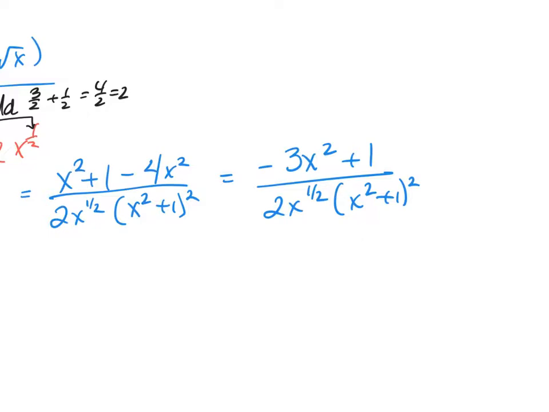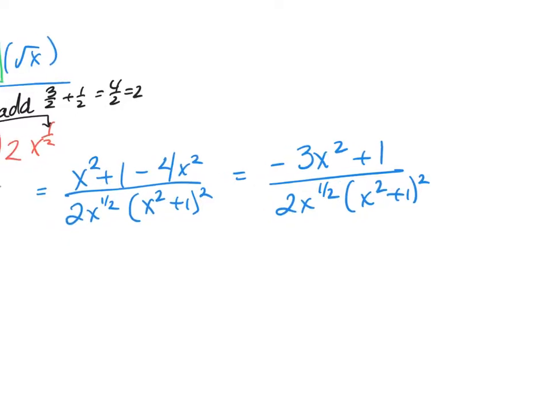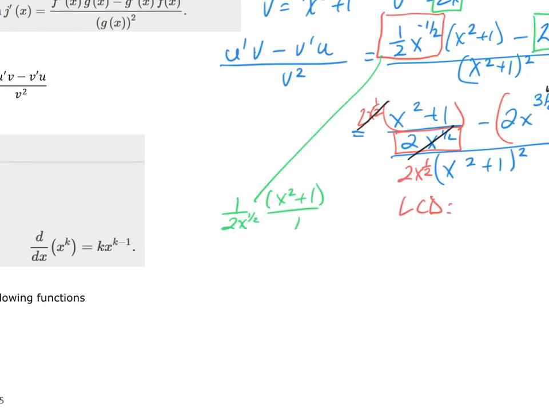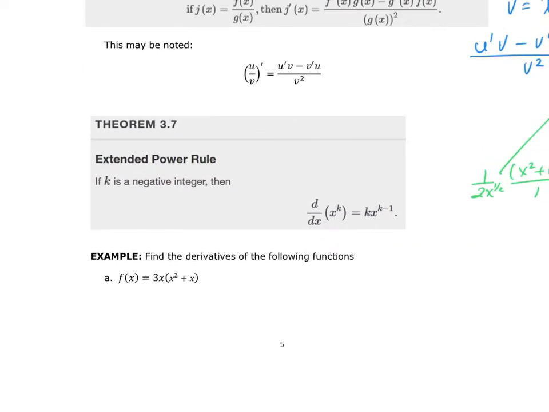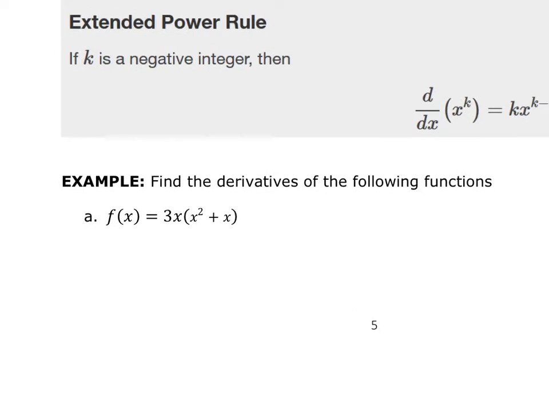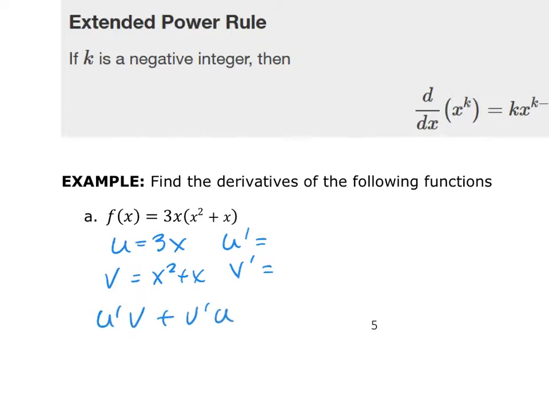Are we ready to do these? All right, cool. Here we go. Find the derivatives of the following functions. We'll start out with this one, which is the product rule. If you're struggling with figuring out what's what, I would recommend labeling u equals 3x, u prime equals, v equals x squared plus x, v prime equals. Then it's u prime v plus v prime u.